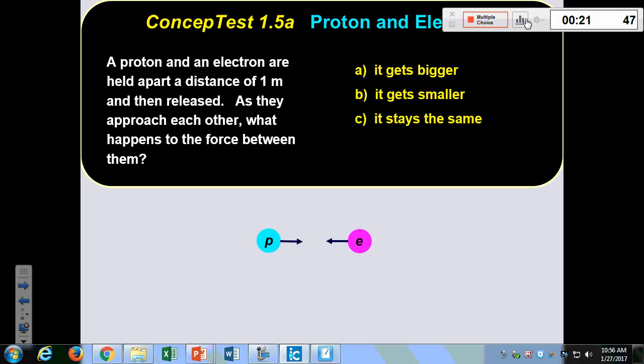Remember, R is not the radius, it's the distance separating them. I know we usually use R for radius, but it's a separation, not a radius.